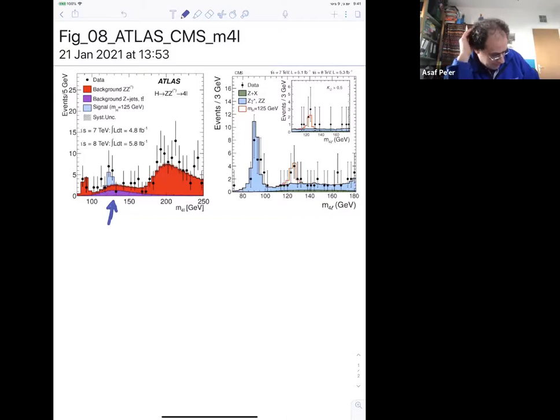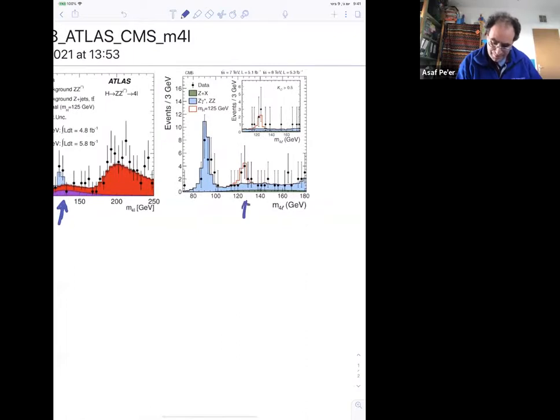The number in the CMS, again, this is the CMS. You can see here it's the same, 120 to 130. It's 3.8 events as the expected background, and 9 events were detected. Again, that's enough to see.